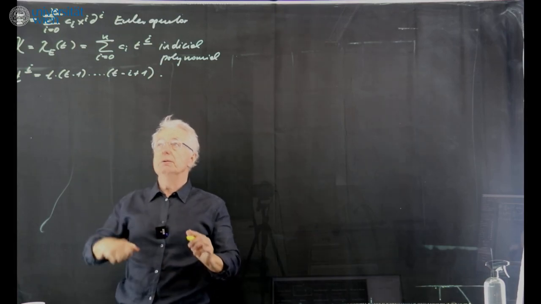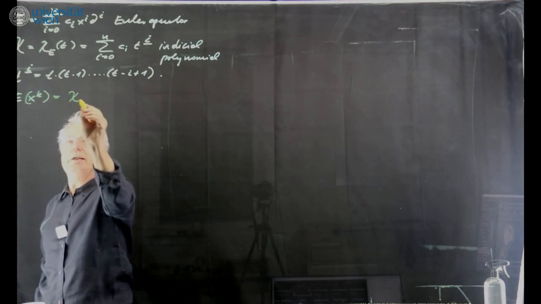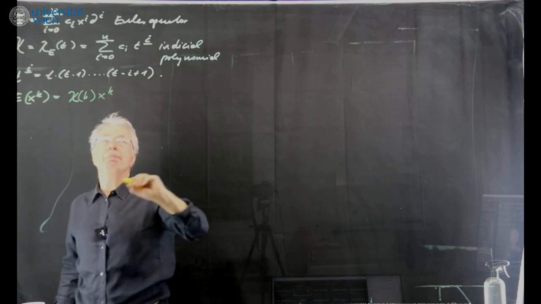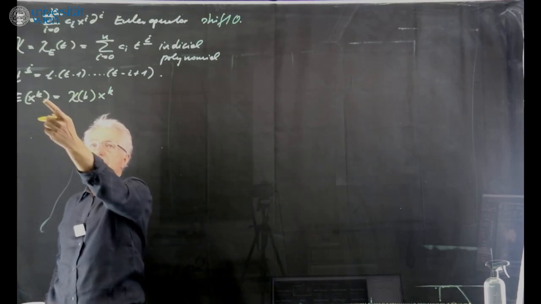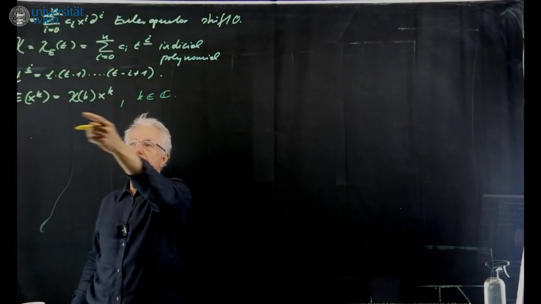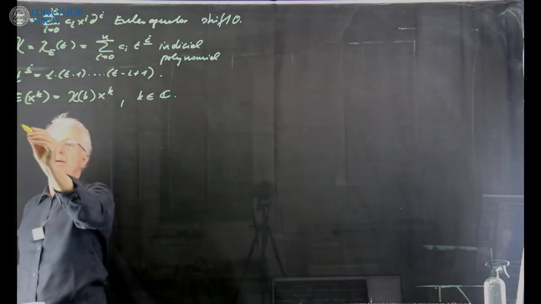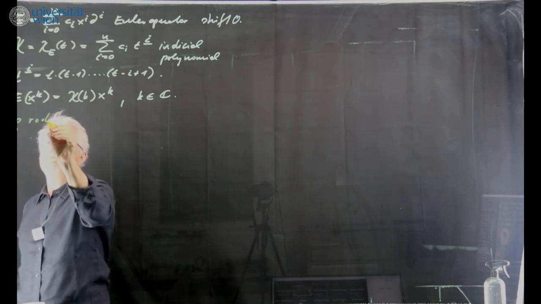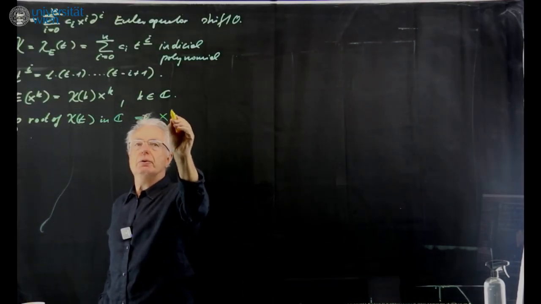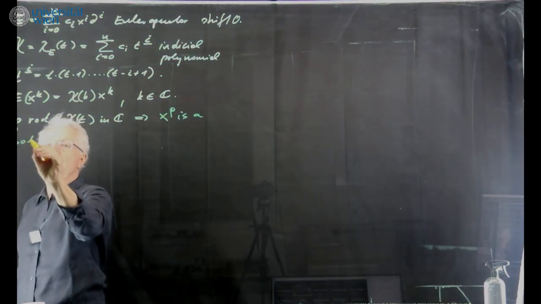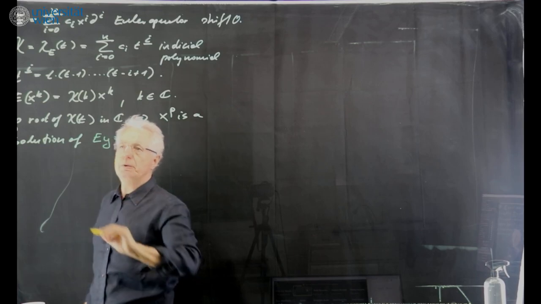So, of course, we have seen already that E x^k equals chi(k) x^k. So we have shift 0. And in principle, we could take here k any number in C. This is a condition which always holds. Okay. And then obviously, rho a root of chi(t) in C implies that x^rho is a solution of E y equals zero.